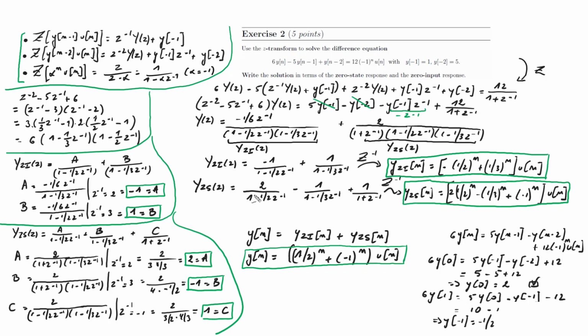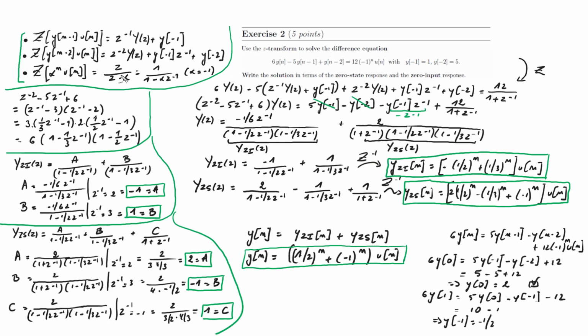The partial fraction expansions of both responses, the zero input and the zero state, are given over here. I won't go into the details because these partial fraction expansions are quite standard. They are not that difficult. Once you have done these partial fraction expansions, you have the expression here of the zero input response and the zero state response in the z domain, right? And then you have to do the inverse z transform.